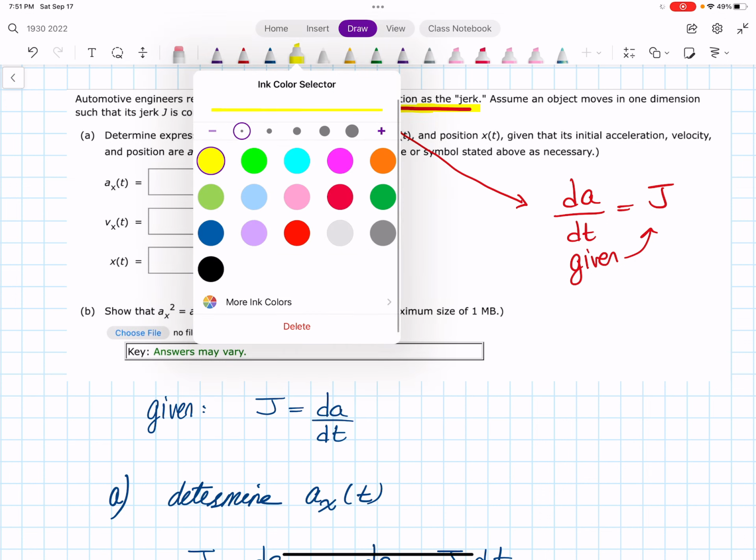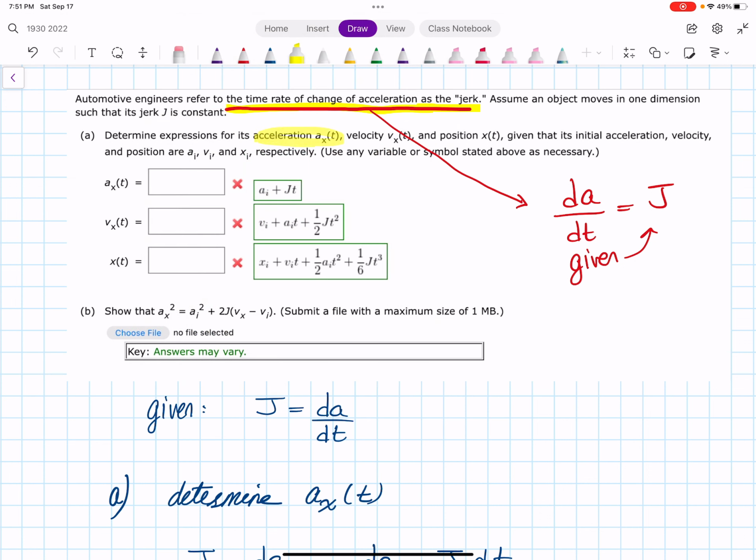Determine the expressions for its acceleration, velocity, and position given that its initial acceleration, velocity, and position are a sub I, v sub I, x sub I, respectively. Right, the subscript I refers to initial, so we are given the initial conditions. They are non-zero. We already solved this problem in the classroom, but let's just go over it one more time.